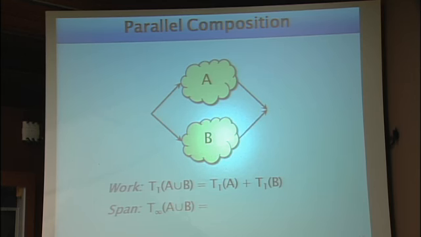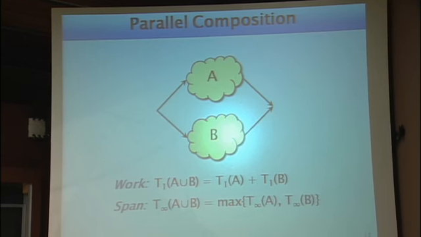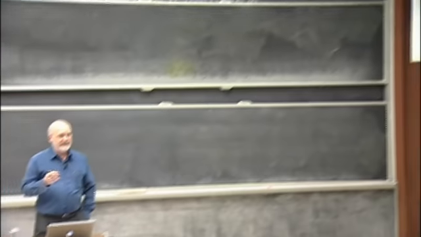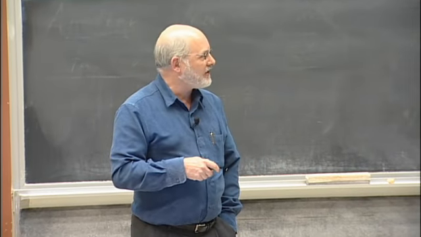What's that? It's the max of the spans. Right. So whichever one of these has a longer span, that's going to be the span of the total. Does that give you some intuition? We're going to see, when we analyze the spans of things, that maxes occur all over the place.